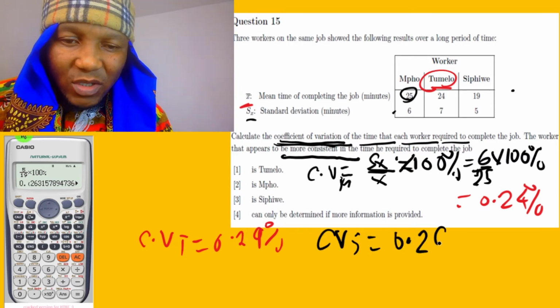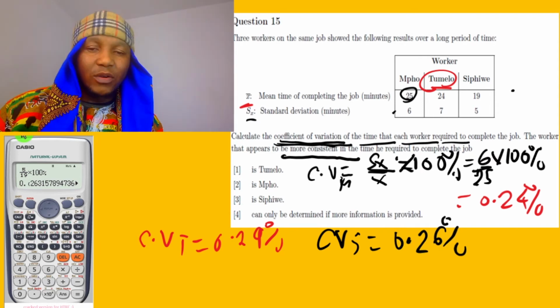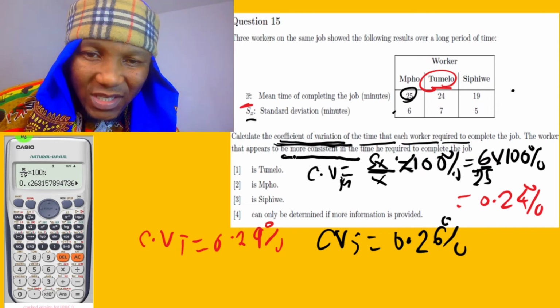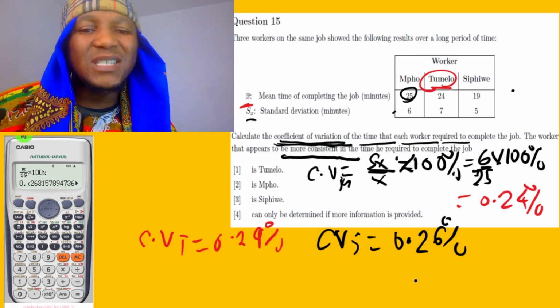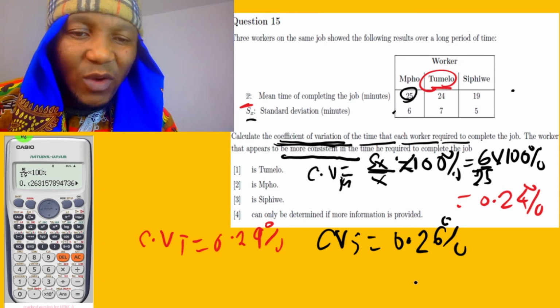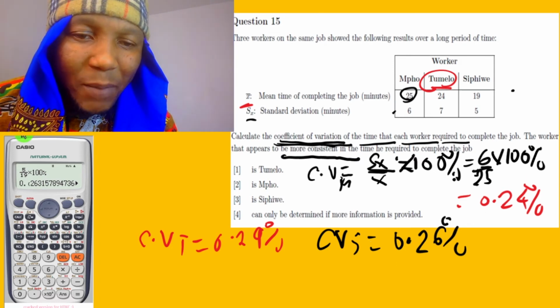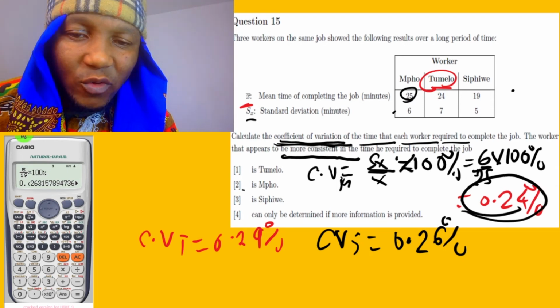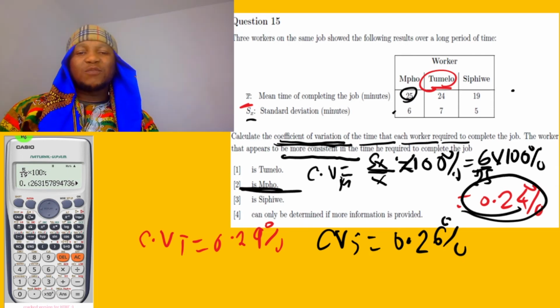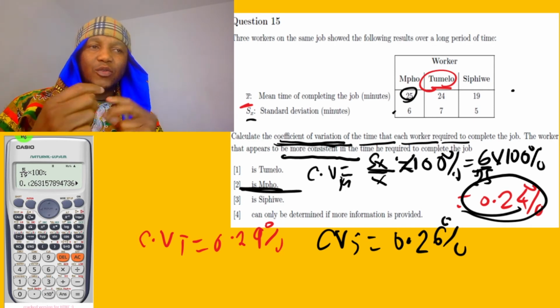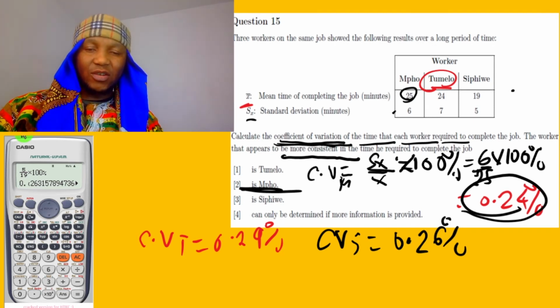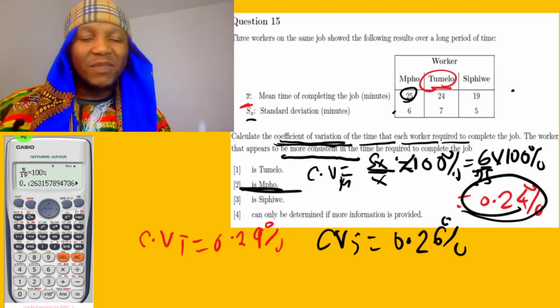the coefficient of variation equals 0.26%. Now they ask which is more consistent. The consistent one is always the smallest one. If you look carefully, the smallest one is for Mpo, so this is going to be the consistent one. If they ask which one is fastest, you take the smallest coefficient of variation. Or for consistency, the same thing, you take the smaller one.